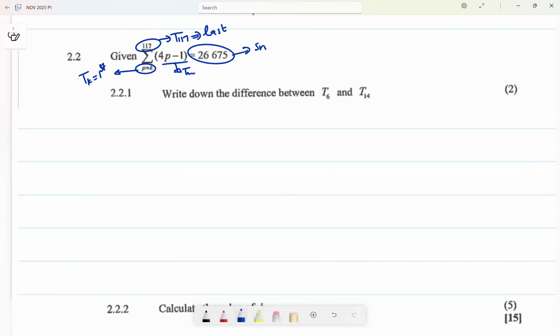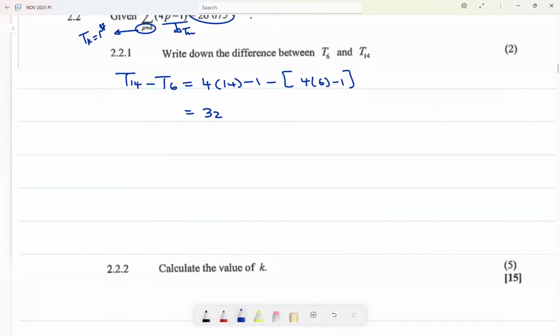Write down the difference between T16 and T14. Well, T14 minus T6, sorry. It is equal to, I can substitute 14 into this formula: 4 into 14 minus 1 minus 4 into 6 minus 1. Okay, and then I'll have 4 into 14 minus 1 minus 24 minus 1. I get something like 32.